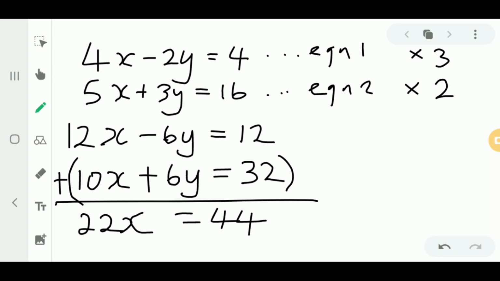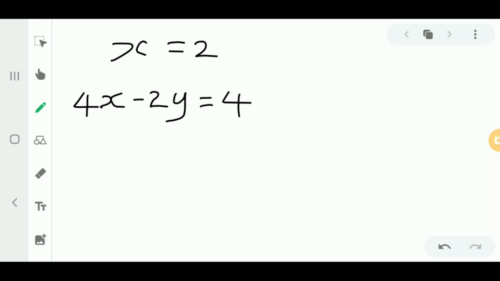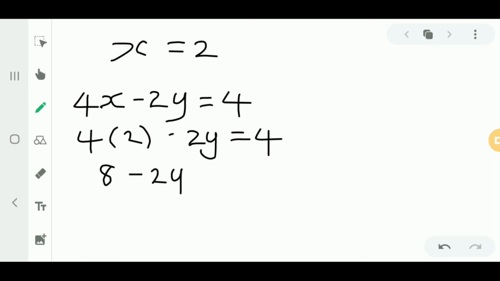Now we're solving for x, that means we're dividing both sides by 22. So the 22's cancel, and 22 into 22 goes 1, 22 into 44 goes 2. So that means x is equal to 2. So now that we have x is equal to 2, we can choose either equation 1 or equation 2. Let's say we choose equation 1. So now all we do is substitute 2 anywhere we see x. So it's 4 times 2 minus 2y is equal to 4. So 4 times 2 is 8, minus 2y is equal to 4.